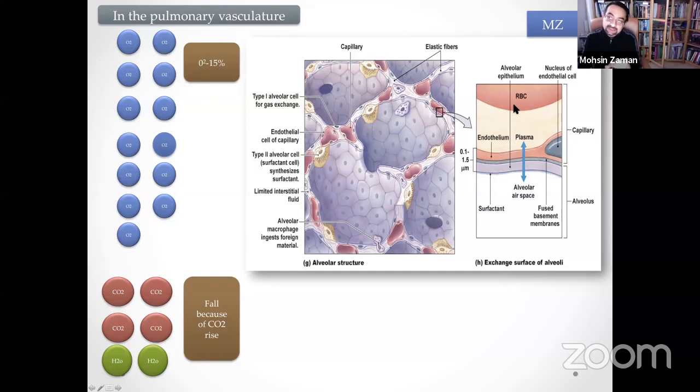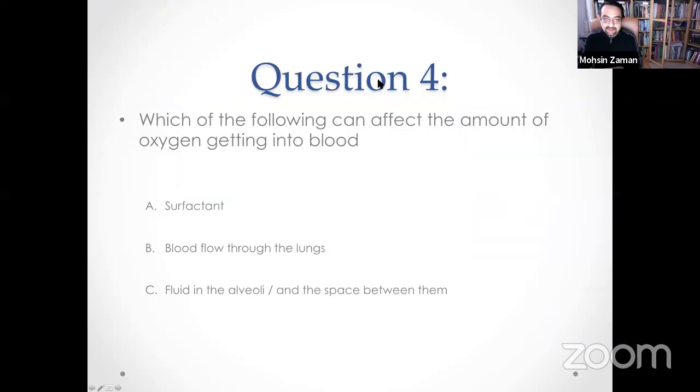Now, a lot of things can go wrong, which can stop that oxygen easily getting from that alveolus into that red blood cell. And we will talk about that in a second. And here we go to the next bit. The next question is, which of the following can affect the amount of oxygen getting into blood? And here there are only 3 things that we are looking for. And you can give multiple answers here.